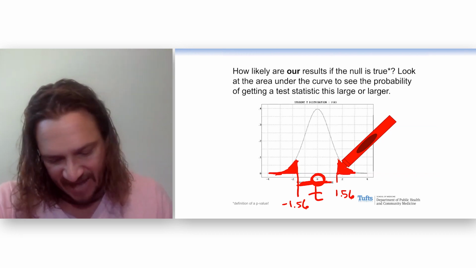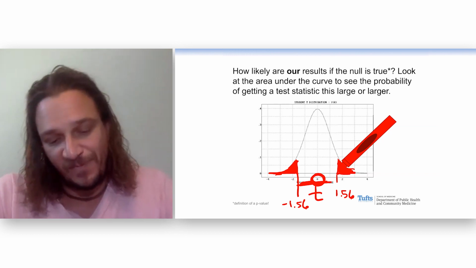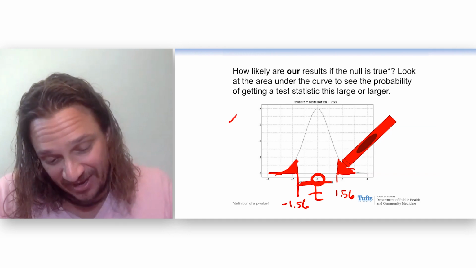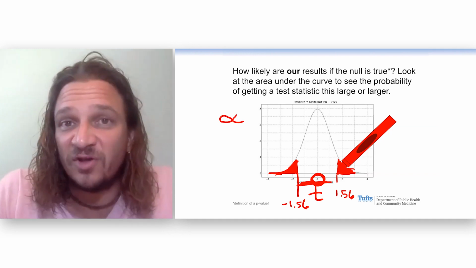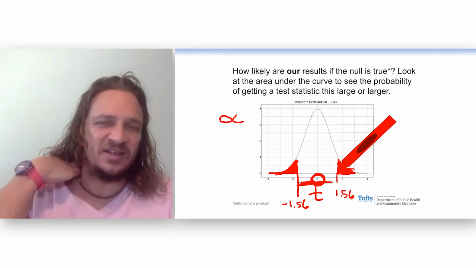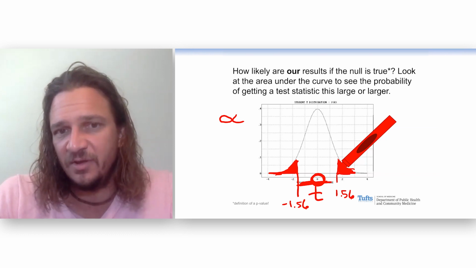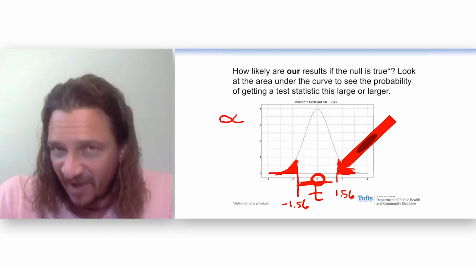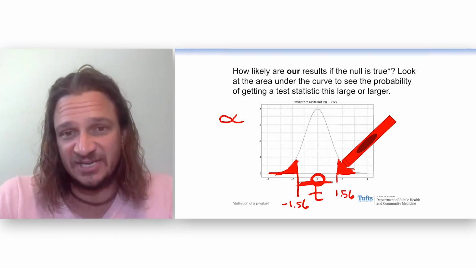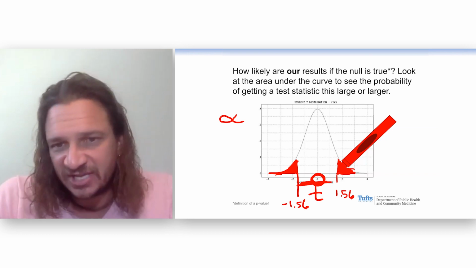Now, then you need to ask yourself, well, what percent of the curve is colored in? And specifically, how much of it relative to alpha? Did I color in less than 5% of the curve? If so, statistically significant, if alpha is 0.05. Did I color in more than 5%? Then it's not statistically significant. So take a guess. How much of that is colored in red?